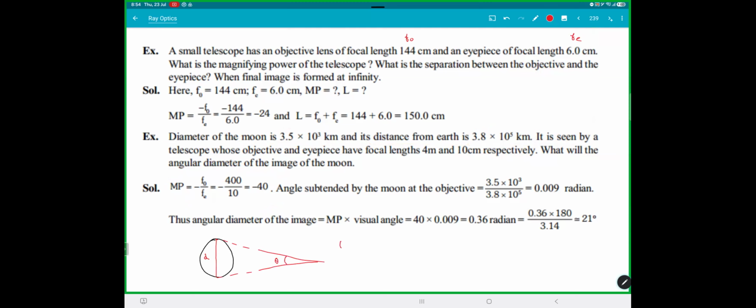Since the distances are pretty small, you can write theta is equal to 3.5 × 10^3 by 3.8 × 10^5 kilometers. So this is what they calculated, 0.009 radians. This is the angle you would see without any instrument. Now, when you use a telescope, it magnifies 40 times more. It magnifies the angle. So magnification into visual angle, so that is 21 degrees.